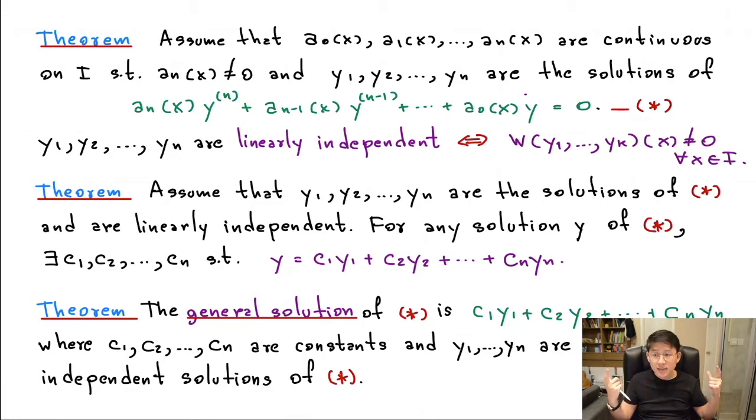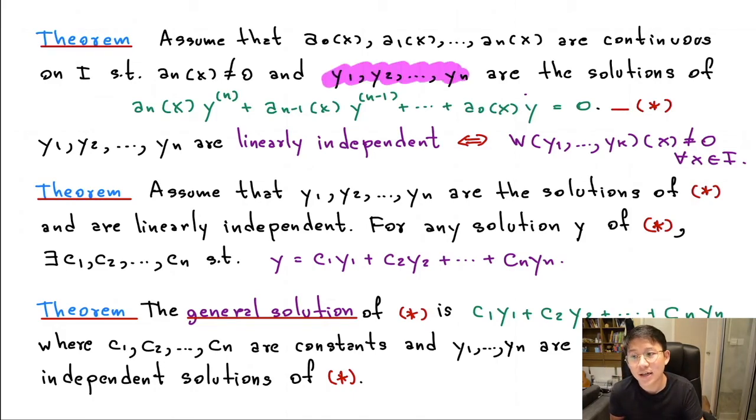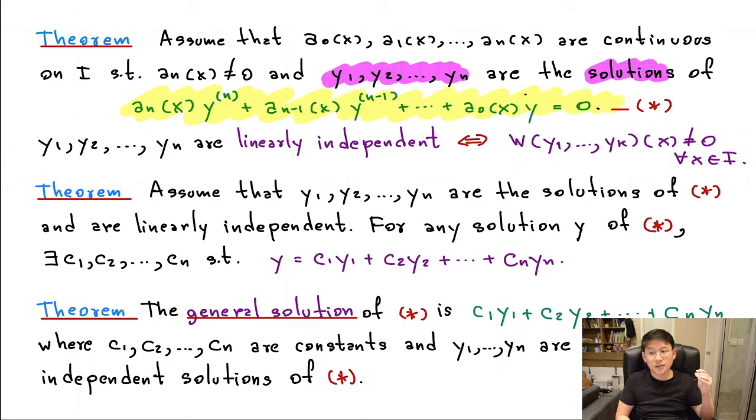The reason is that we have these three theorems. The first theorem says that assume that a0, a1 until an are continuous and an is not 0. And y1, y2 to yn, this is the important point, are the solutions of the general homogeneous linear equation, right?